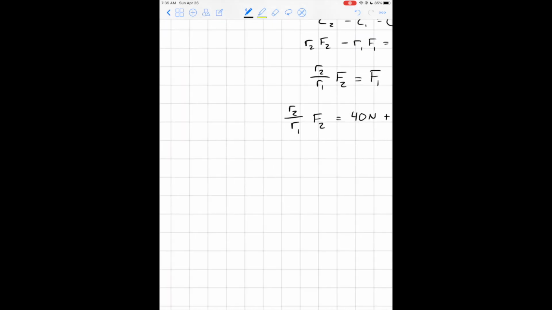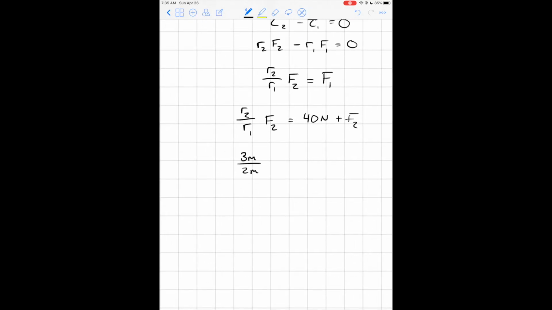F1 is 2 meters away, so I'm going to get 3 meters over 2 meters times F2, but let's hold off for a second because I'm going to subtract this F2 from both sides. So I'm really going to pull an F2 out of this and say that's equal to 40 newtons.